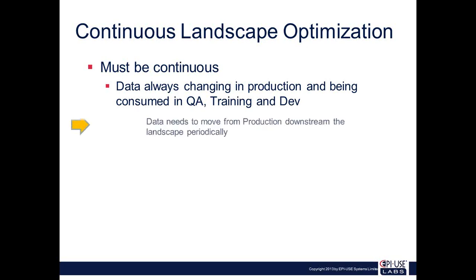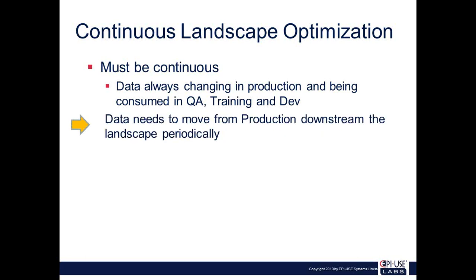Okay, so this optimization must be continuous, right? And data needs to move from production downstream to the landscapes periodically, right? So on, let's say, a quarterly schedule, you're always refreshing these systems, okay? And down the entire stream, not just stopping at QA.